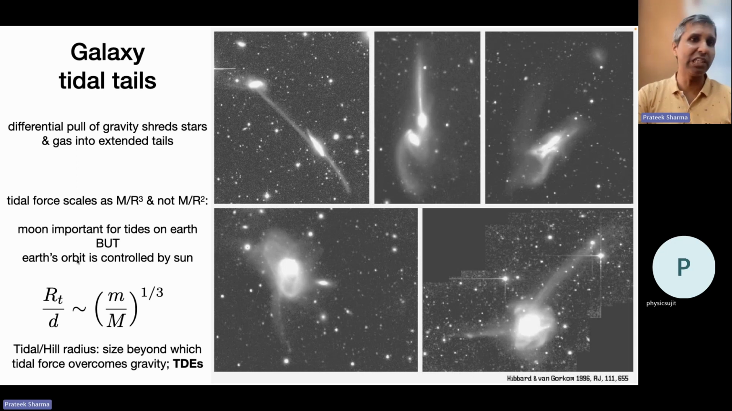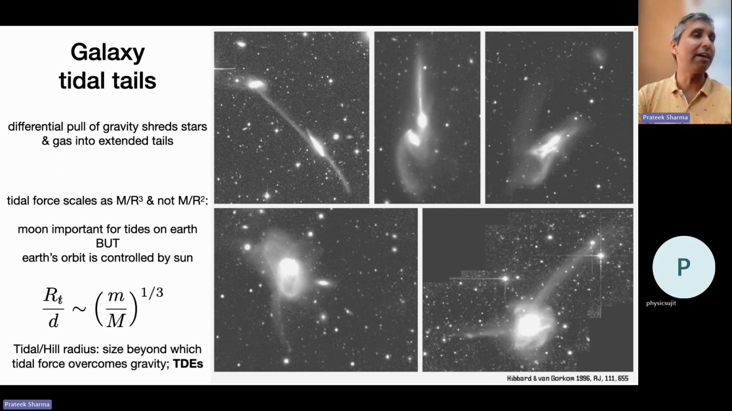So this is the reason why the Moon is important for tides on Earth, right? But Earth's orbit is essentially not affected by the Moon. For tides, in fact, the Moon is slightly more important than the Sun, because even though the mass of the Moon is small, its r is smaller. The distance of the Moon from Earth is much smaller. So that 1 by r cubed helps in creating these tides on Earth. Okay.